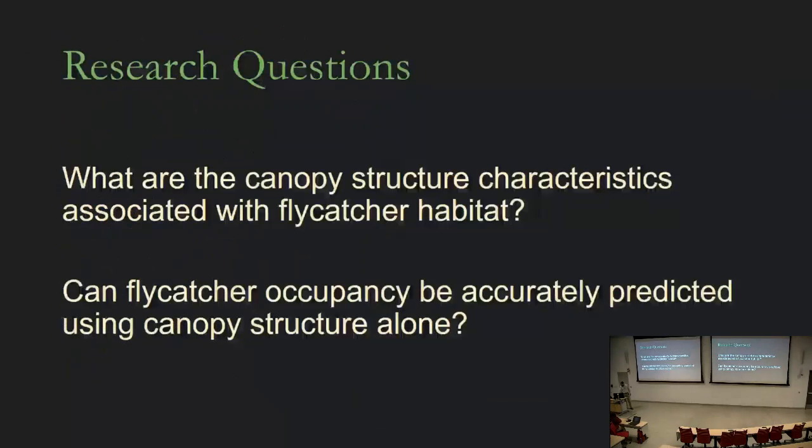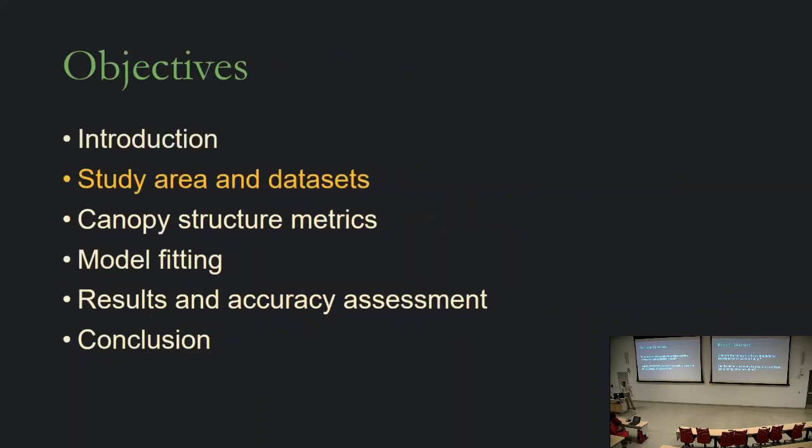So my research questions were, what are the canopy structure characteristics that are associated with flycatcher habitat? And can flycatcher occupancy be accurately predicted using canopy structure alone? So I was more interested in finding out what's the relationship between canopy structure and flycatchers rather than creating the most predictive possible model. So I was just using canopy structure.